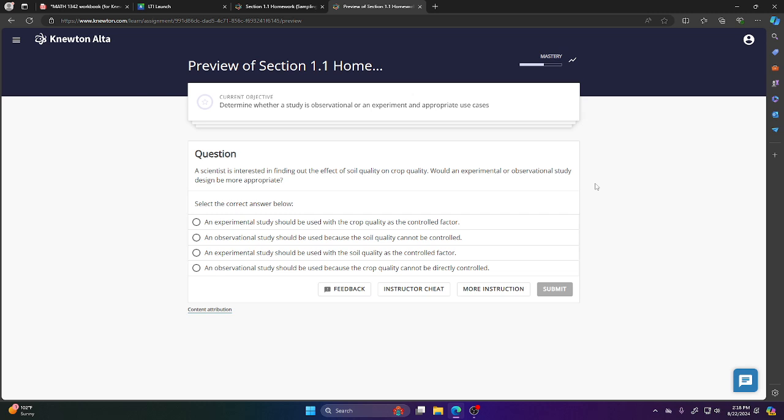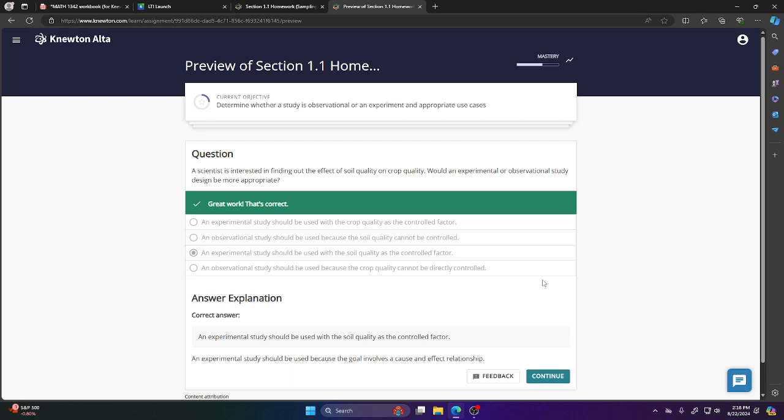We had seen this one on the workbook. So scientists about the effects of soil quality. Would experimental or observational be better for soil quality? What do you think? Should we just look at the soil, or should we experiment with the soil? Experiment. Yeah, we got fertilizer. Yep, yep. Okay, so it's going to be A or C. Okay, so we got crop quality is controlled, or the soil quality is controlled. Yep, because we can add fertilizer, right? Yeah, there we go. Very good, very good.